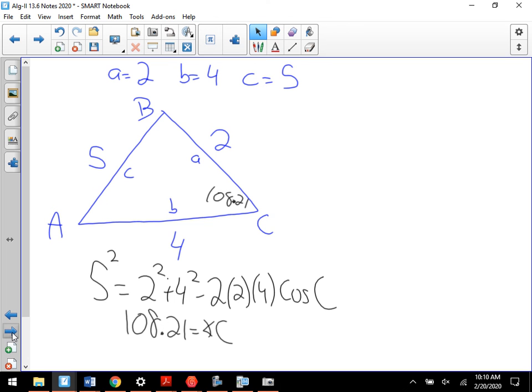5 squared minus 2 squared minus 4 squared, divided by negative 16. And then inverse cosine. Yeah, make sure you hit inverse cosine. You guys have been doing so much inverse sine, because it's a lot of sine stuff, you'll forget that this is a cosine problem. That's why you write it down, okay? That's why you write it down.